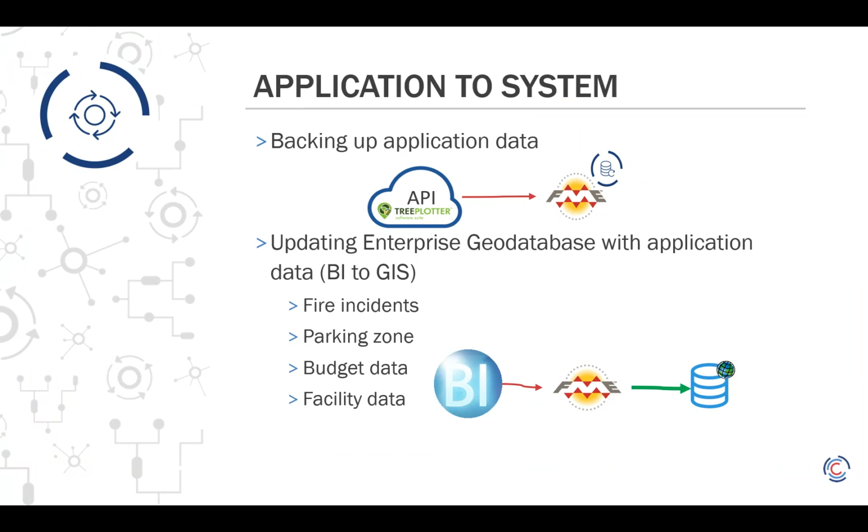In this case, it's application to system because we are leveraging another API in that FME workflow. We're geocoding these points based on a relative position, like a cross street, to then update the data in that BI, or also to update a corporate database.